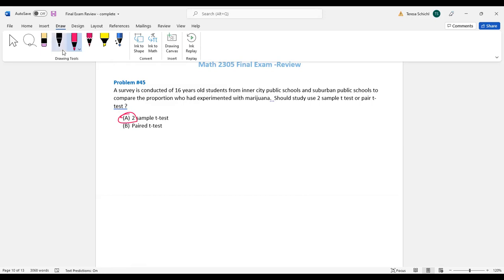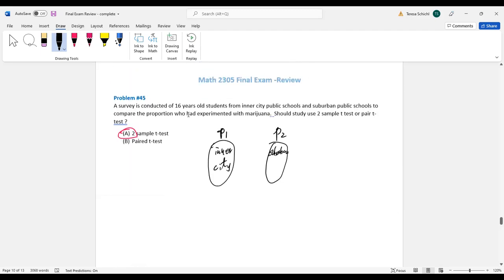Right? Why? Because these 2 groups, one is the inner city, right? So this is the inner city, right? And this is the suburban, right? So you want to compare the proportion P1 to P2, right? So that's why we say this is a 2 sample t-test. It's not the pair t-test. Okay, all right, that's it.